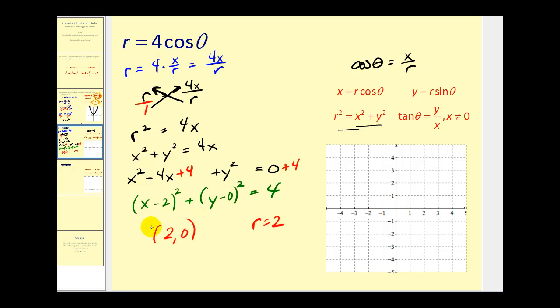Let's go ahead and graph it. Here's the center. Since we have a radius of 2, I'll go to the right, left, up, and down 2 units. The circle passes through these 4 points. It looks something like that. Let's go ahead and take a look at one more.